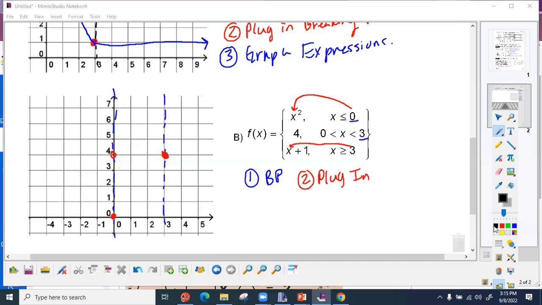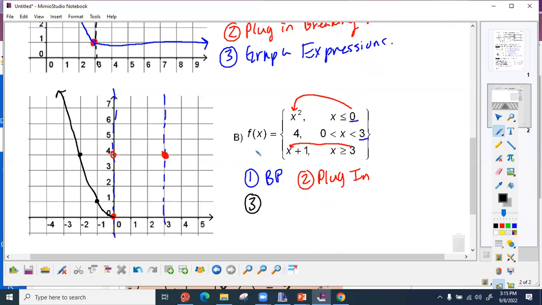The final step is to graph everything. Here on x squared, if I didn't know what the parent function looked like, I would just plug in what's after 0. So if I plugged in -1, I would get 1. If I plugged in -2, I would get 4. Does that make sense? So you're just finishing out the graph, and we know how to finish out graphs because we have been graphing for a while now. So there's the quadratic part.